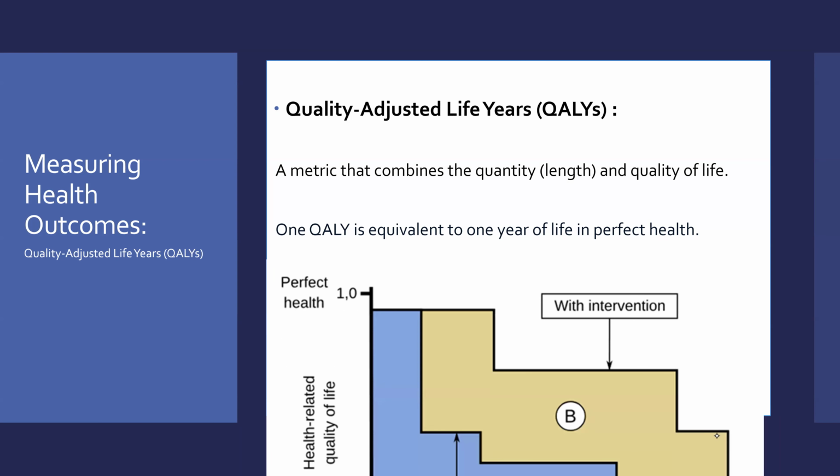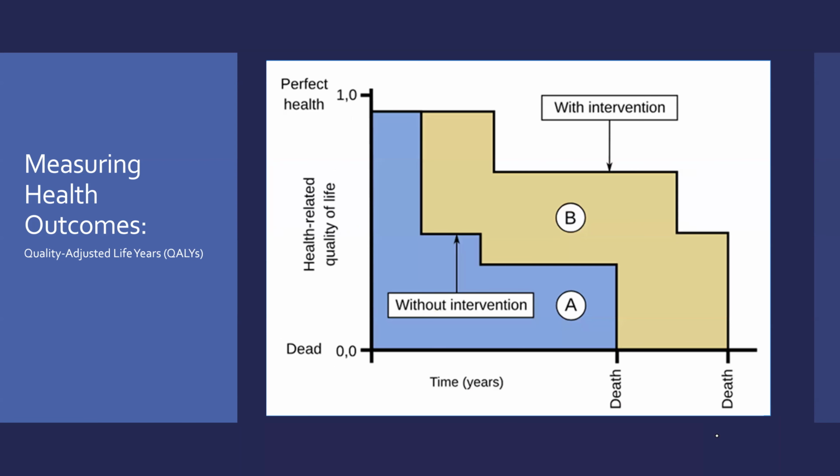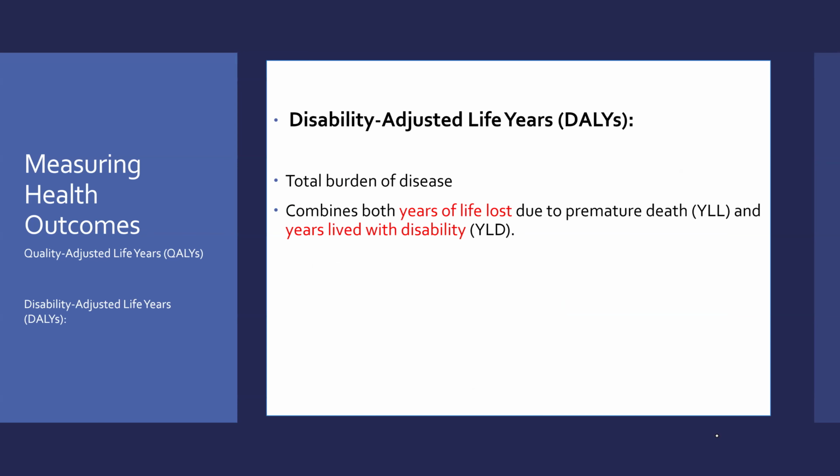Now we can use it to measure. Somebody without intervention has a certain quality, but after taking an intervention the quality has improved. So we can measure it in an objective way. So this is called quality adjusted life years. Similarly, there are disability adjusted life years. It can be either somebody has died early, so years of life lost, or years lived with disability. That can be used as an outcome measurement.